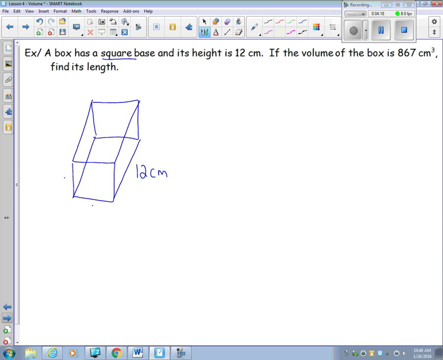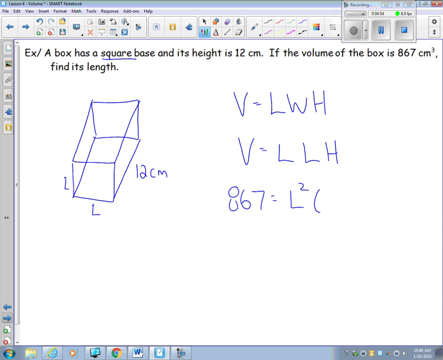The volume of the box is 867. Find its length. Well, the length, I'll call it this piece, is the same as this piece, right? Because of the fact that it's a square. So if we look at the volume of a box, length times width times height, or because it's a square, length times length times height, both parts of the square base are the same. We can fill in the parts and pieces we know. We know the volume is 867. L times L, I don't know what those are, but I know that's L squared.